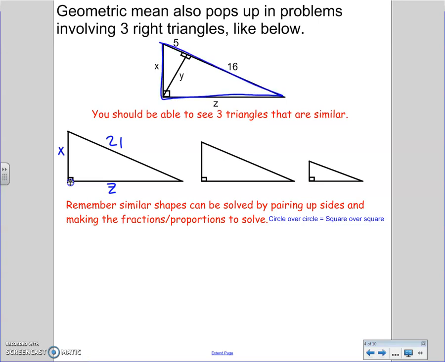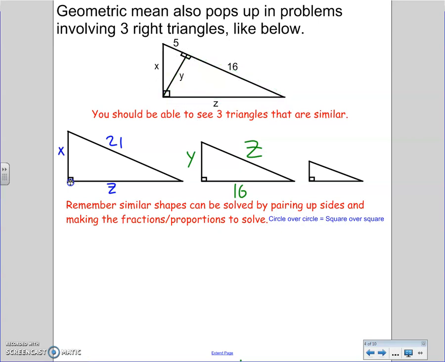All right, next I'm going to look at the medium triangle. So that would be this right triangle right here. The hypotenuse is z. The short side is y. The long side is 16.